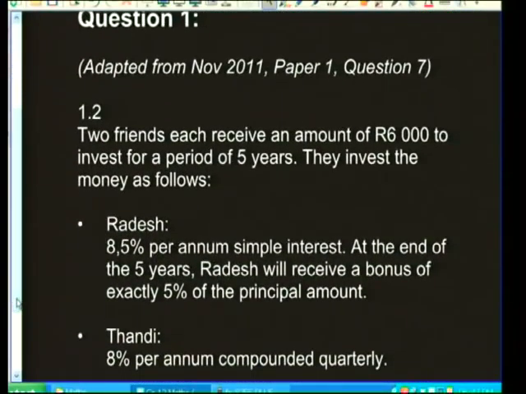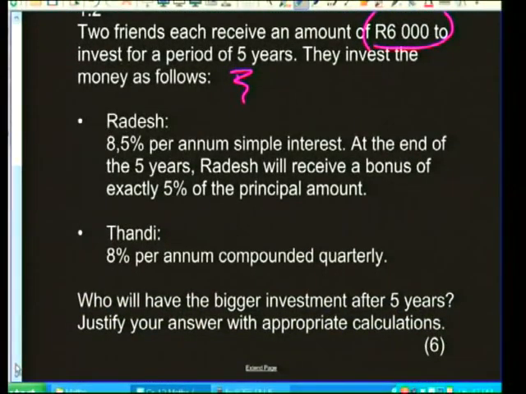Let's move on. Here we have a question of two friends receiving an amount of 6,000 Rand. So that'll be our A. They're investing it for 5 years. That'll be our N, unless we have to change it because it's compounded monthly or biannually or whatever. Right, so Radesh chooses the first option, 8.5% per annum, simple interest. Oh dear, simple interest. At the end of the 5 years, he receives a bonus, an additional payment. Nothing to do with the calculation. We're going to have to bung on an extra 5% of exactly 5% of the principal amount.